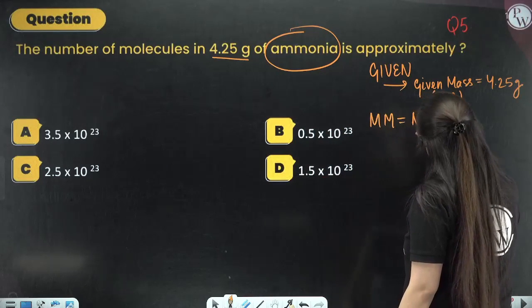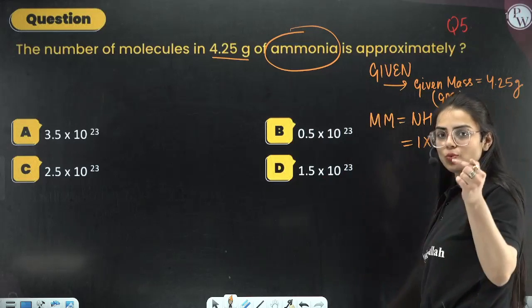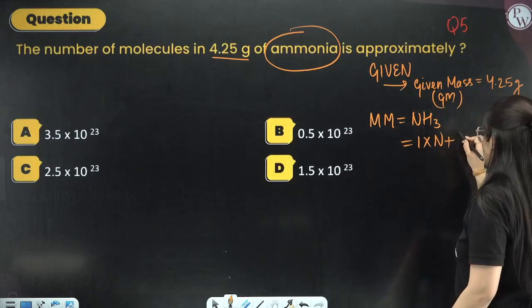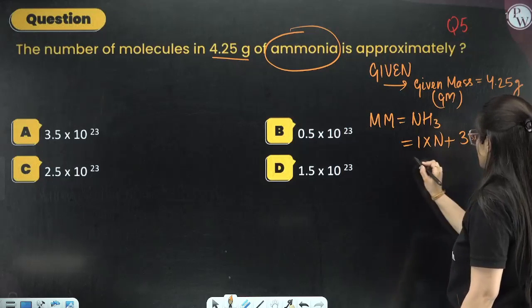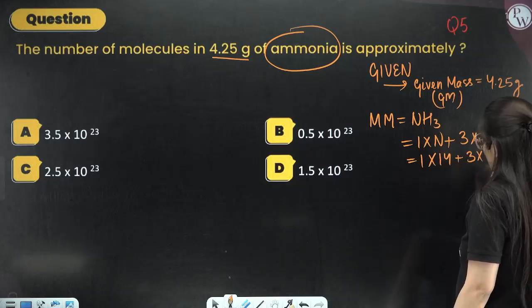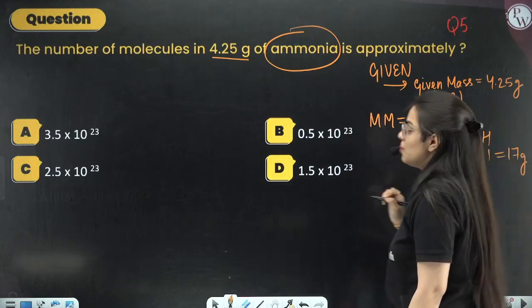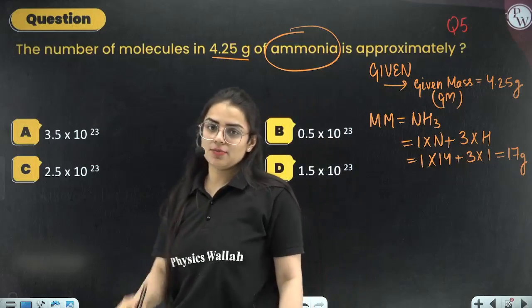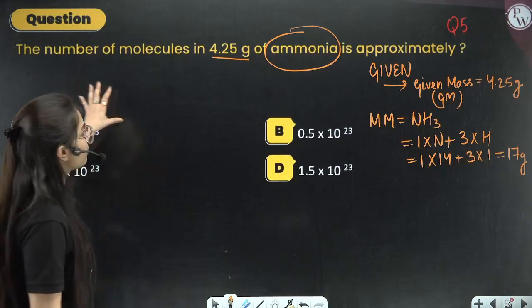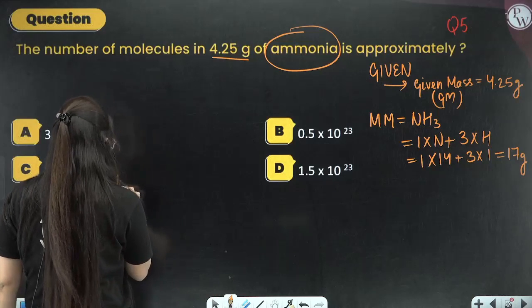Ammonia is NH3. So 1 into how many atoms of nitrogen? 1. So 1 into nitrogen mass. How many atoms of hydrogen? 3. So 3 into hydrogen mass. Nitrogen mass is 14, so 1 into 14 plus 3 into hydrogen mass 1. This comes out to be how much? 17 grams. So the molecular mass comes out to be 17 grams. What have they asked you? They have asked you the number of molecules. How to calculate the number of molecules?